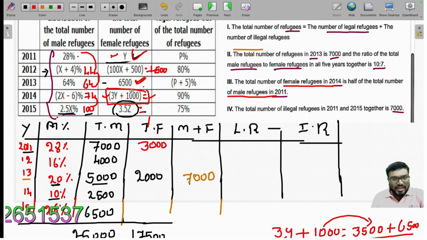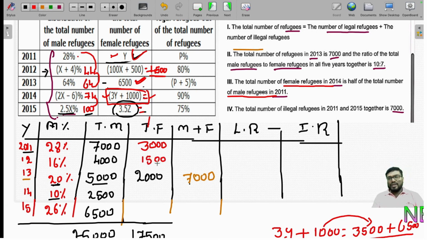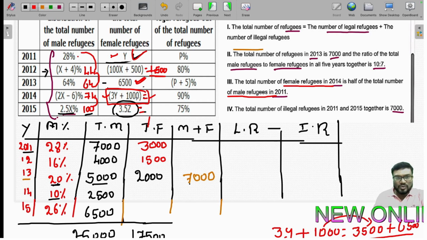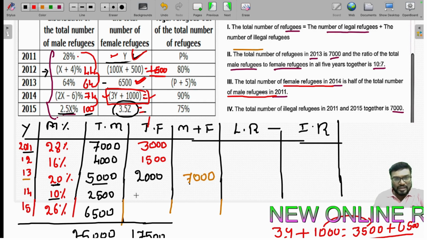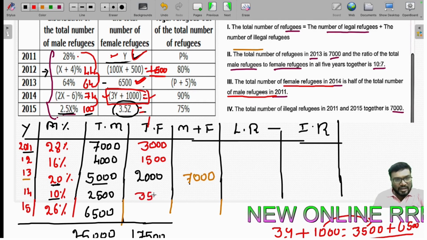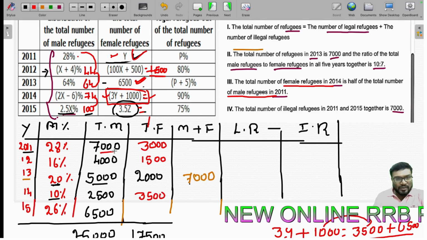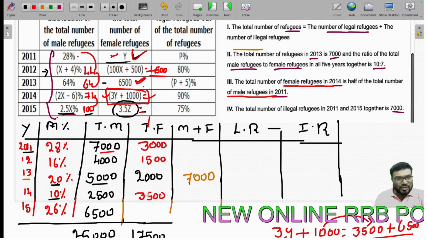If this is 3,000, this value is 4,500. If I remove 4,500 and 3,000, the increase will be 1,500. Then females in 2012 we have 1,500 members. Here we have 2,000, and this value also I can find out now. 3 into y, y is 3,000, 9,000 plus 1,000, 10,000. If I remove 6,500 from 10,000, this will be half of males, as given. Even if you count, you will get 3,500 only.